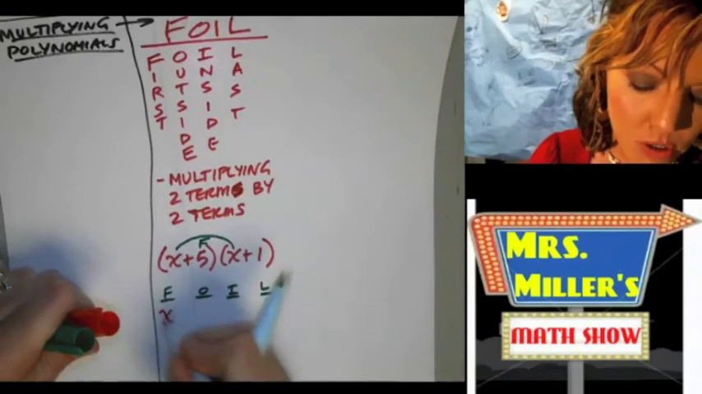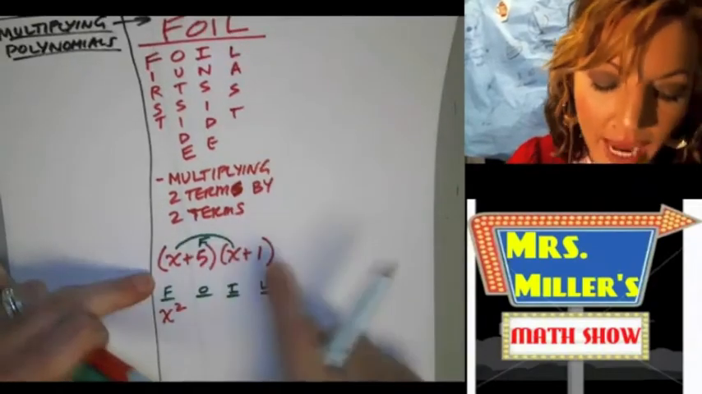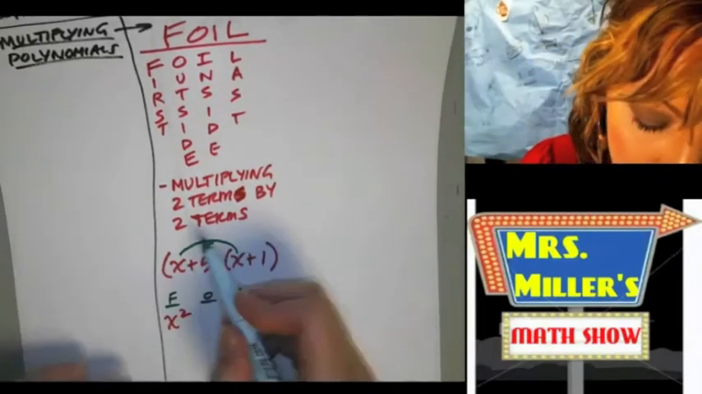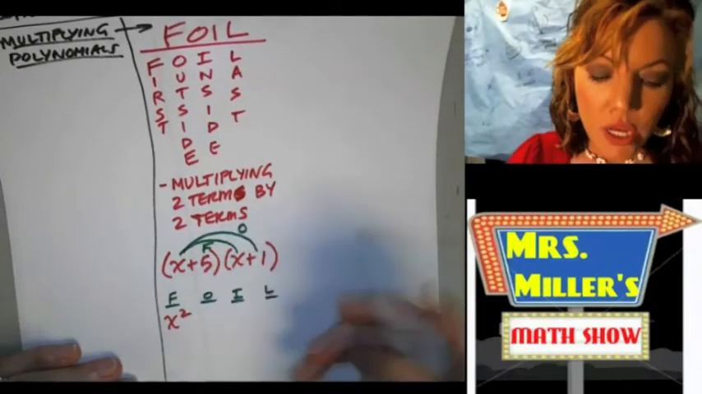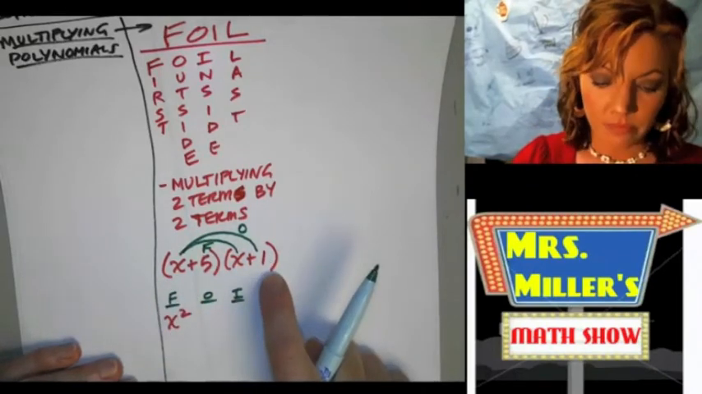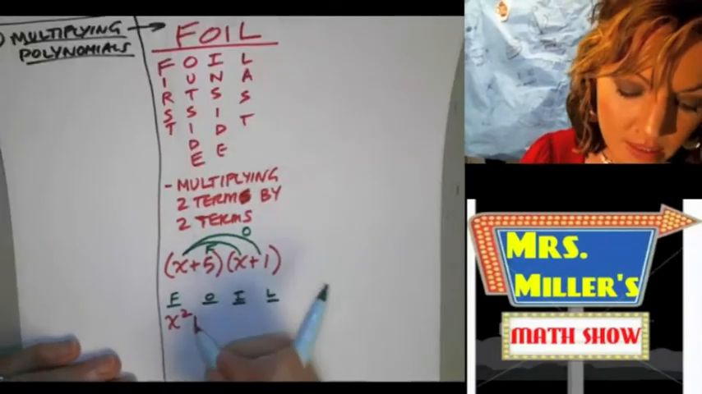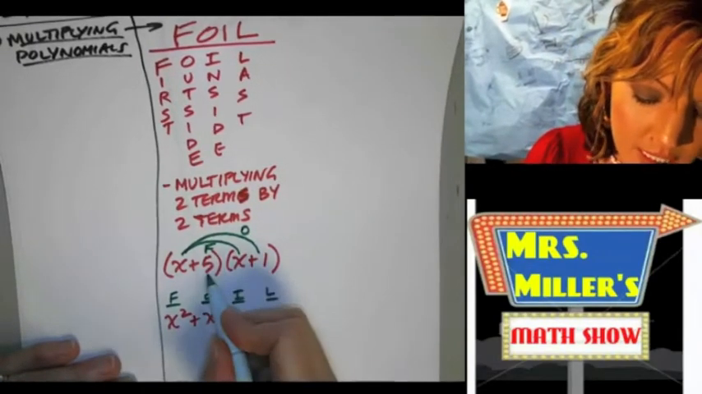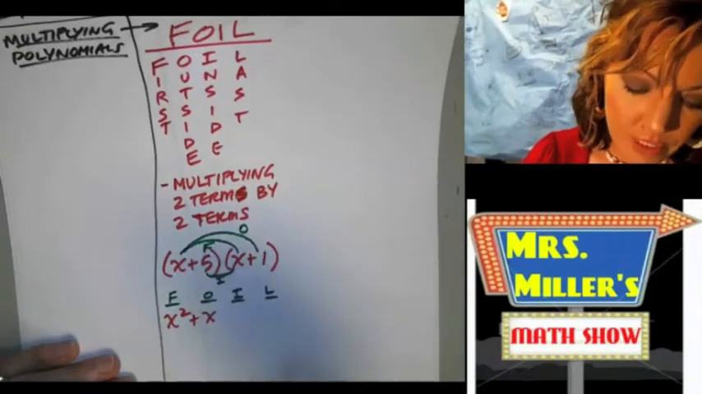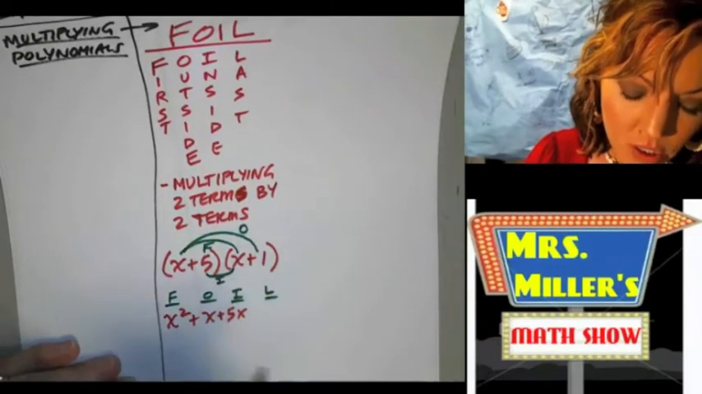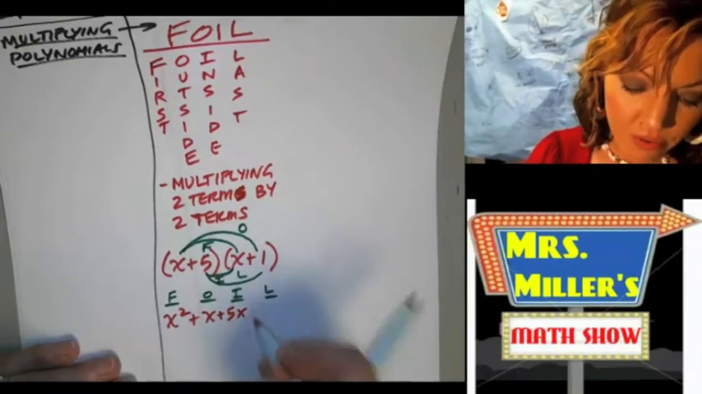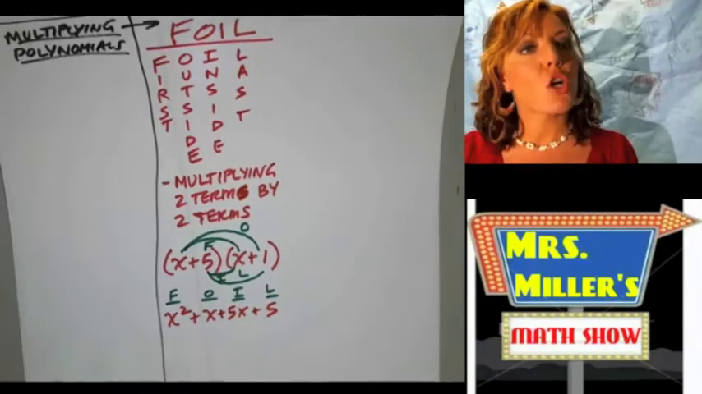That's the first multiplication. Then, outside, that's the outside one. So, the farthest away on the outside of the parentheses. That's next. That's the O. So, we have x times 1, which is what? X. Good. So plus x. Then we go to the inside terms. So 5 times x is? 5x. And then we go to the last terms. So 5 times 1 is? 5. Okay. And then we just go back and combine like terms.